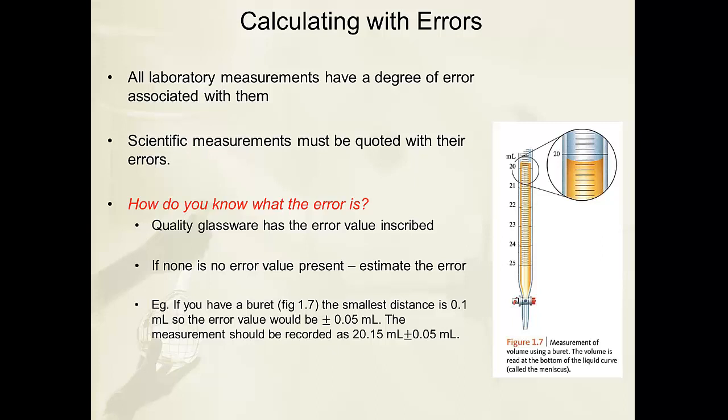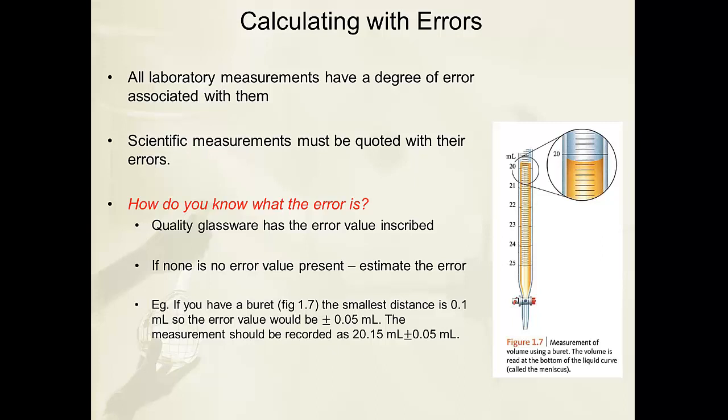Right, so in our calculations, we're going to have to be able to work with errors as well. So when we're taking a measurement in the lab, now we need to know that these measurements are going to be associated with an amount of error, and this is due to the limitations of the glassware that we're working with. You might find that in the lab we actually have a mixture of different brands of glassware, and some glassware has the error written on it, inscribed on it, and others doesn't.